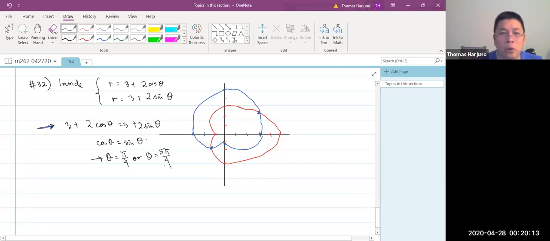Okay, now when theta equals pi over 4, this is the angle here. This is pi over 4, while this is the other one, 5 pi over 4. Notice that the area in between both is basically the area here, multiplied by 2. Why? Because the area on the other side is actually congruent.